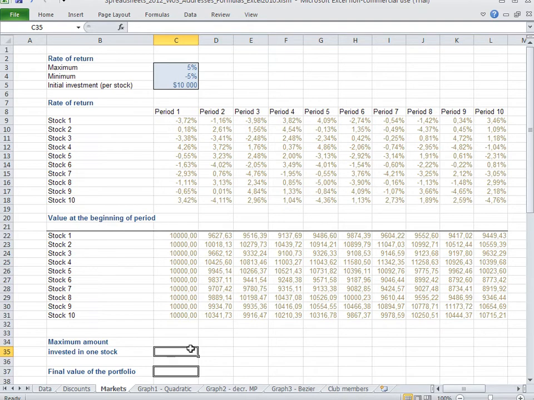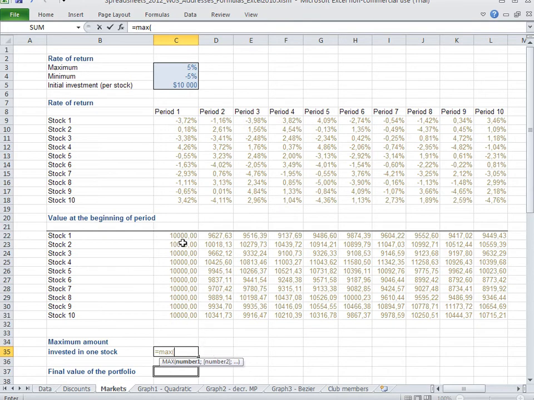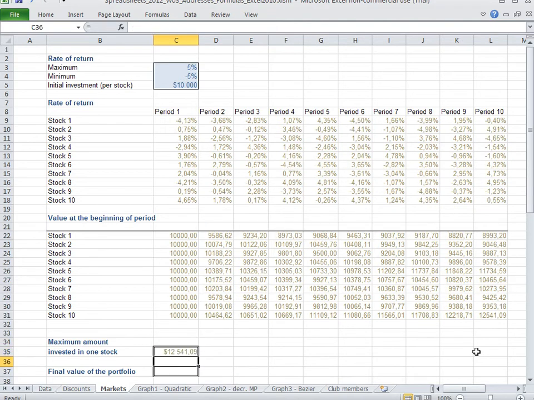That's right, equals, and the function name is really intuitive, equals MAX, parentheses begin, as they do after all function names. We click and drag the entire table, which is equals MAX, parentheses C22 colon L31 for the block of cells to be selected. And here it is. It turns out that the biggest a single stock has ever been is 12,554. Let's see where we find it. It's the 10th stock, 10th year.